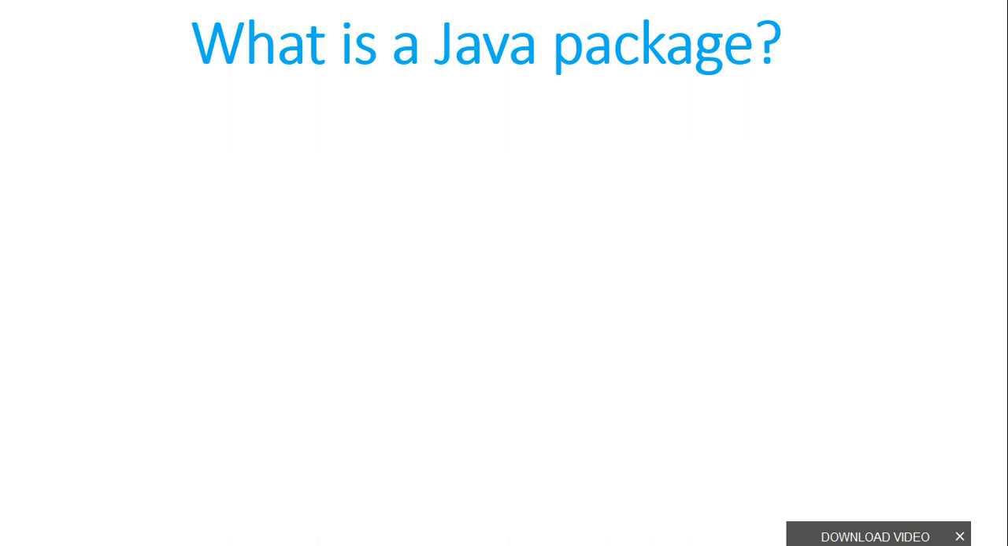A Java package is just a collection of Java classes, Java interfaces, and some other packages. That is, inside a package you can have some other packages. You get that? Right? So a package is a collection of classes, subclasses, and interfaces.